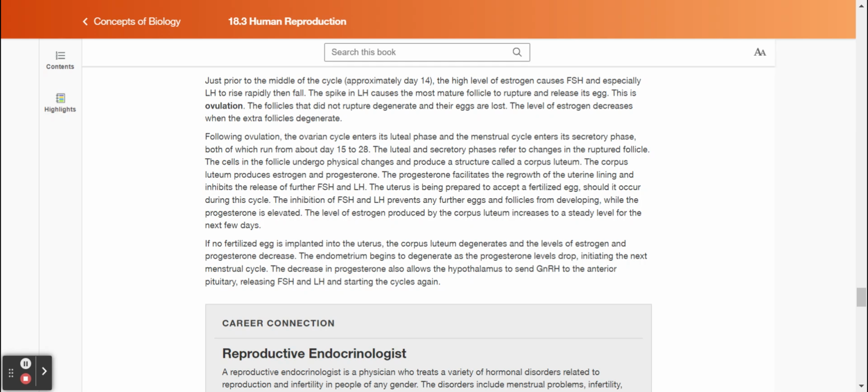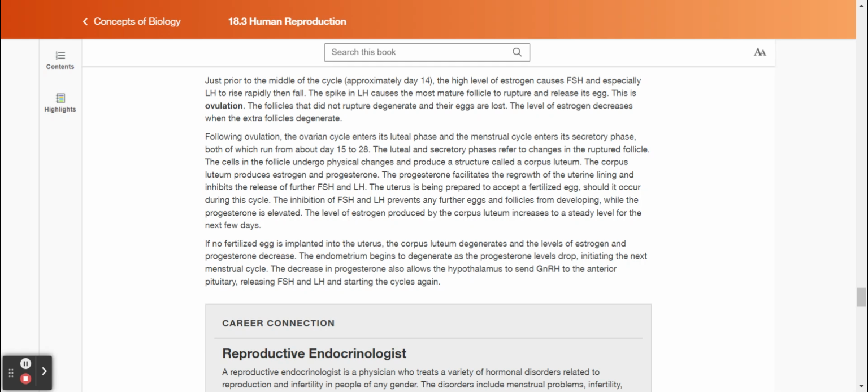Following ovulation, the ovarian cycle enters its luteal phase and the menstrual cycle enters its secretory phase, both of which run from about day 15 to 28. The luteal and secretory phases refer to changes in the ruptured follicle. The cells in the follicle undergo physical changes and produce a structure called a corpus luteum. The corpus luteum produces estrogen and progesterone.